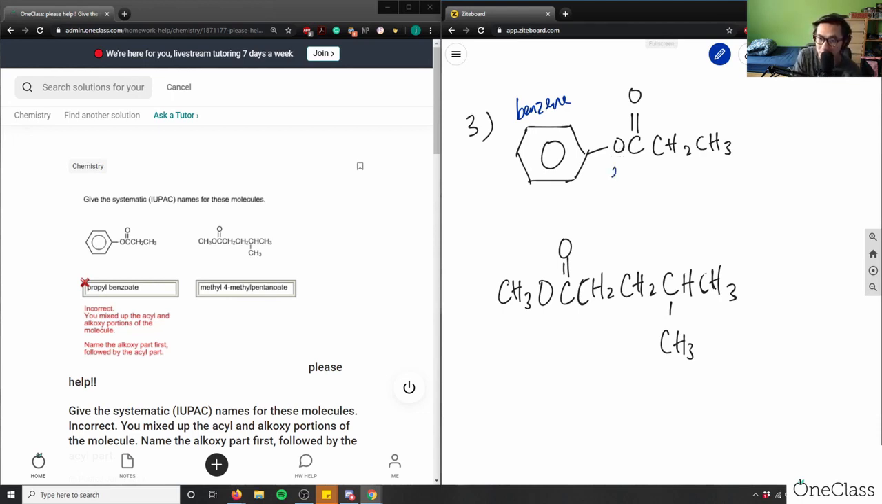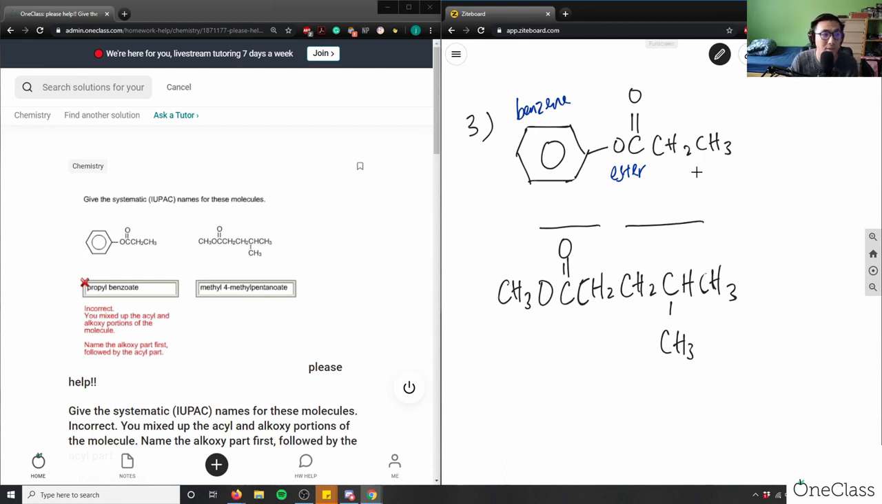This part here, the C double bond O, and then afterwards I just have a 2 carbon chain, or 3 carbon chain here. So how would I label this? What is our main functional group? Our main functional group is our ester. Our ester takes priority over this benzene, which means I'm going to have a 2-part name, right? This part, and then this part here.